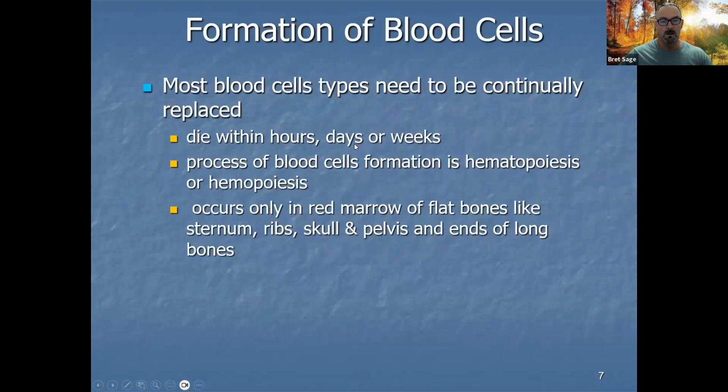How's blood formed? Most blood cell types need to be continually replaced. Many die within hours, days, or weeks of formation. The process of blood cell formation is called hematopoiesis or hemopoiesis. These are both correct terms. So remember, on a test, could be two right answers there. It occurs only in red bone marrow of flat bones like sternum, ribs, skull, and pelvis, and at the ends of long bones in the area called the epiphysis, where you find red bone marrow.